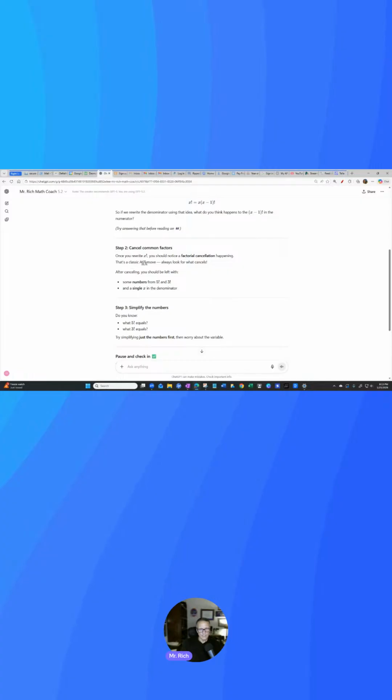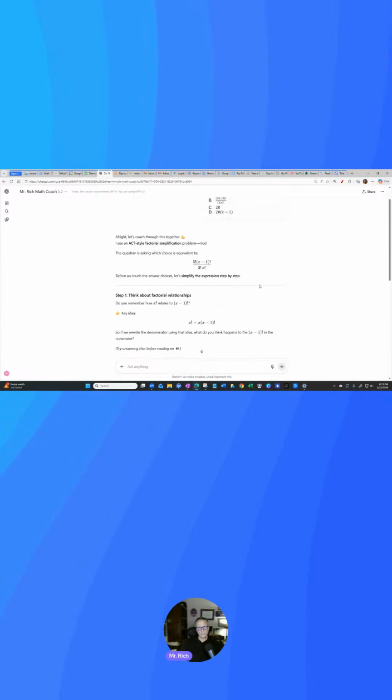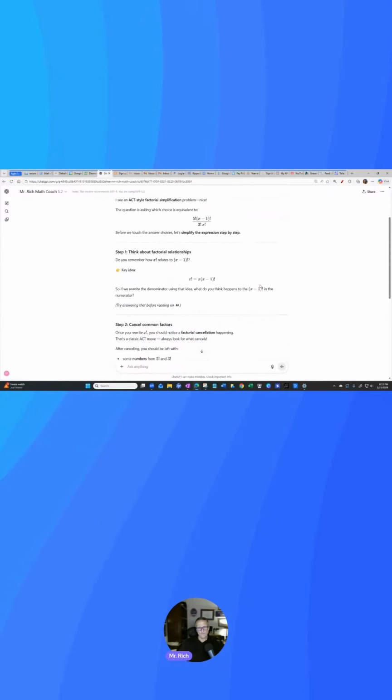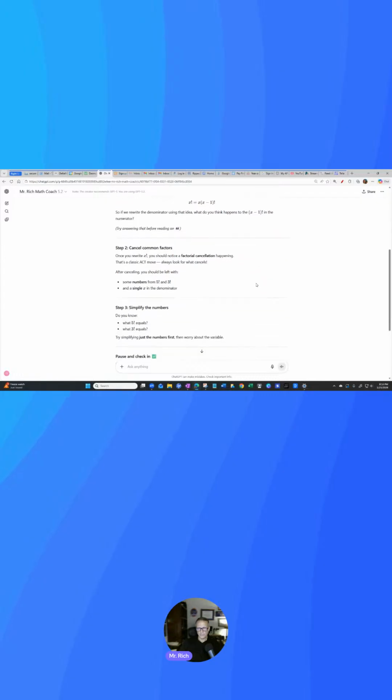That's a classic ACT move. Always look for what cancels. After canceling, you should be left with some numbers from the 5 factorial and 3 factorial and a single x in the denominator. Now if I was totally clueless on how to work this problem, I might be a little frustrated because I don't really see the example of what he's talking about.